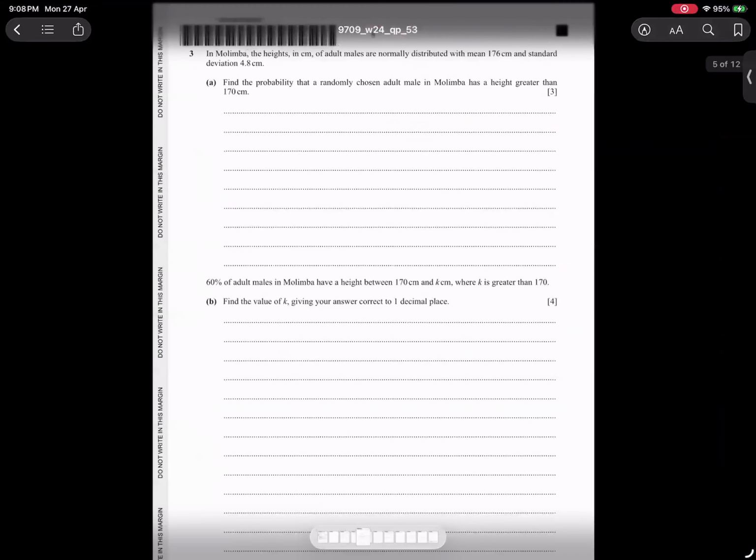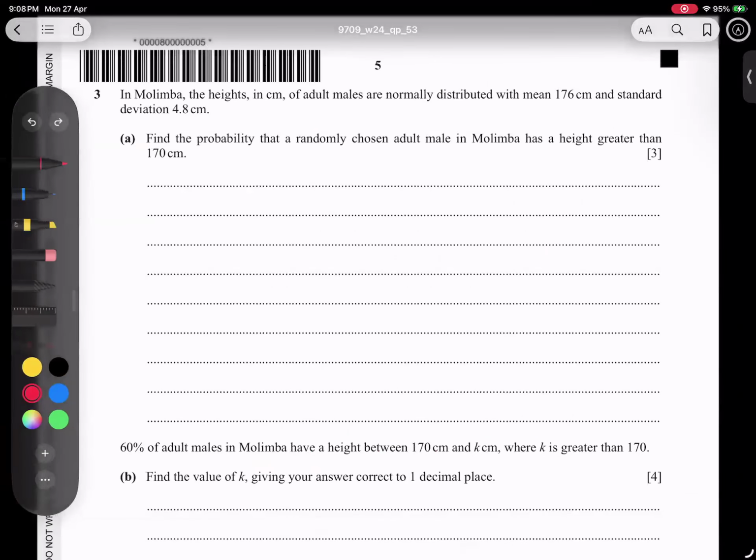Let's go for question number 3, students. So question 3. In Molimba, the heights in centimeters of adult males are normally distributed. The mean is 176 and the standard deviation is 4.8. So the mean and deviation are given. And he's saying to find the probability that a randomly chosen adult male has a height of more than 170. So heights are more than 170.